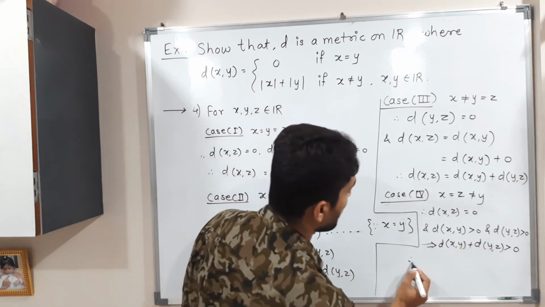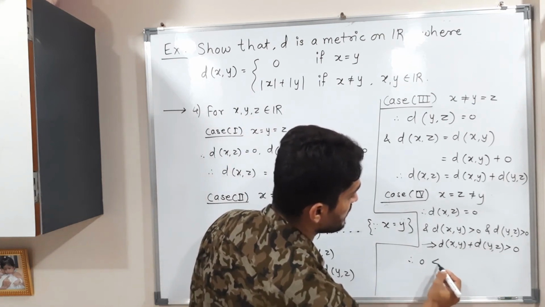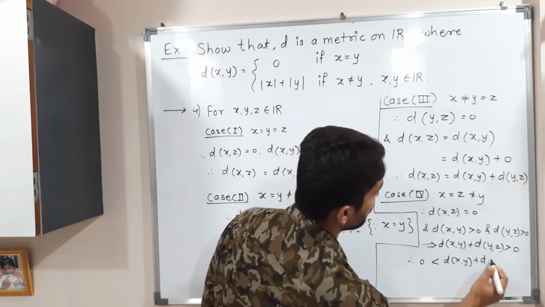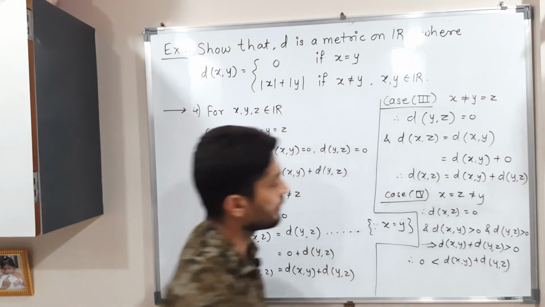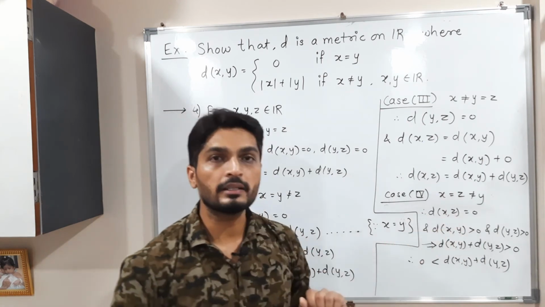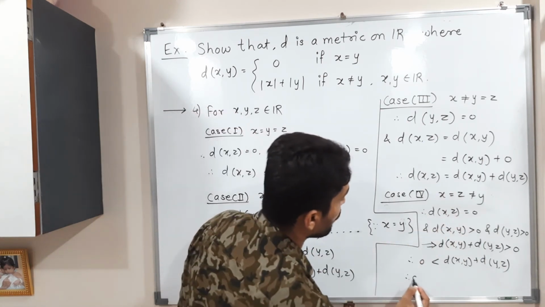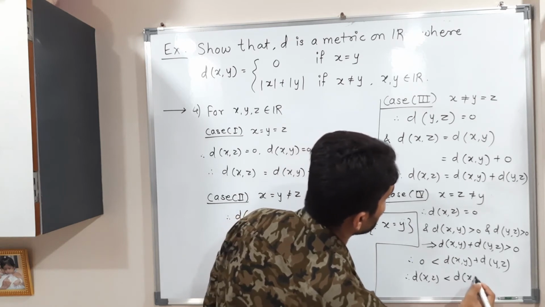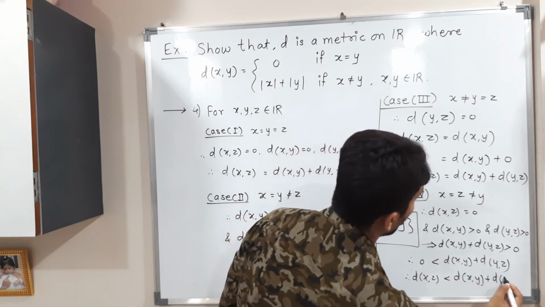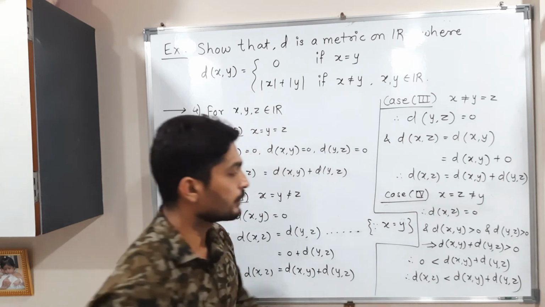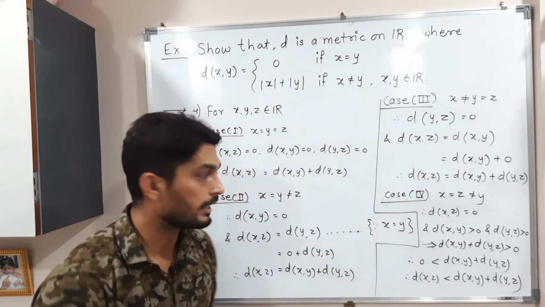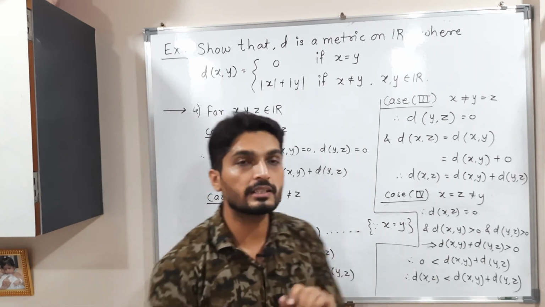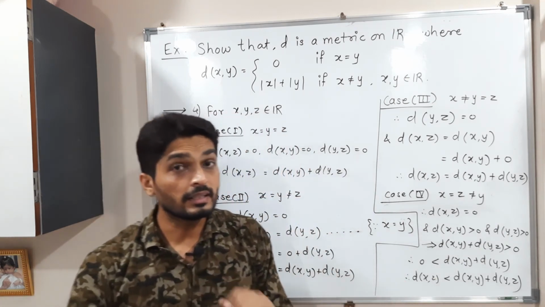Okay, so the same thing I will write in a different way. 0 I will take on this side. 0 less than d of xy plus d of yz, right? But 0 is nothing but d of xz. So therefore, d of xz is less than d of xy plus d of yz. Getting? So here we get inequality, here we have got equality, here we have got equality, here also we get equality, but in this case we get inequality.